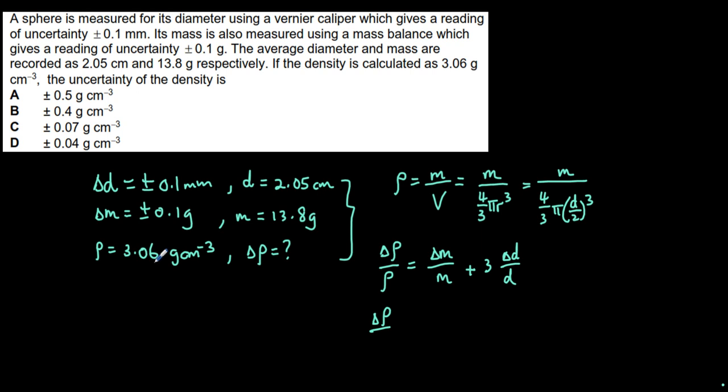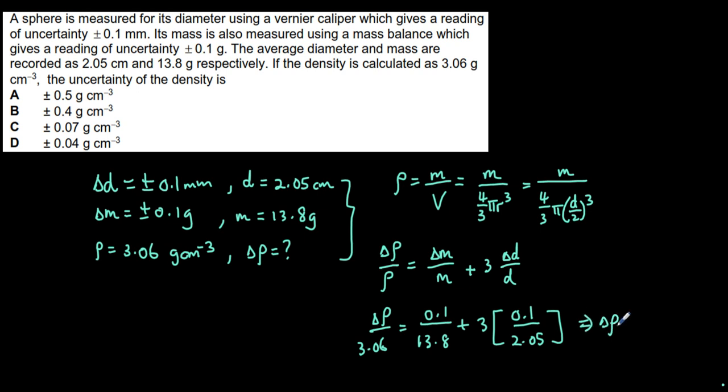Rho, they've given us 3.06. What about delta m? Delta m is plus minus 0.1. So 0.1. M is 13.8. 3 times of delta d. What is delta d? 0.1. What about d? 2.05.